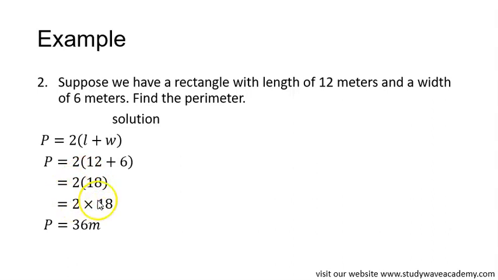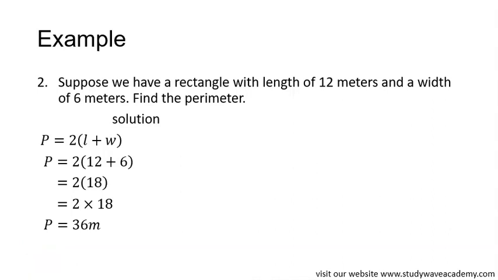To open this bracket, you multiply, right? So 2 times 18 is going to give us 36. Okay? So the perimeter of the rectangle is 36 meters. Do you understand? The length of a rectangle is 12 meters and the width is 6 meters. So the perimeter is 36 meters. The total distance of all the sides of the rectangle is 36 meters. Okay? Do you understand that?